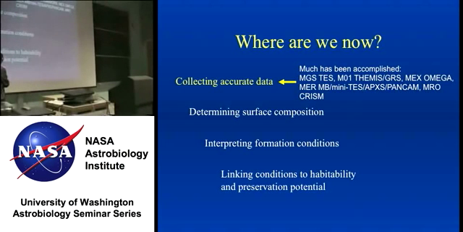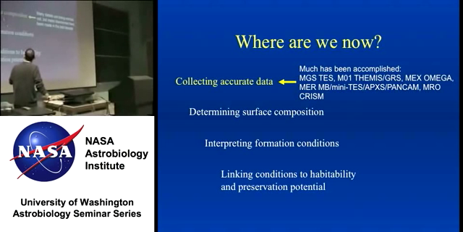Mars Global Surveyor, Mars Odyssey, Mars Express, Mars Exploration Rovers, and Mars Reconnaissance Orbiter all have instruments on those spacecraft that help us try to understand what the composition of the surface is. And they've all been highly successful. They've collected terabytes and terabytes of data, and there's lots of data there with lots of potential.